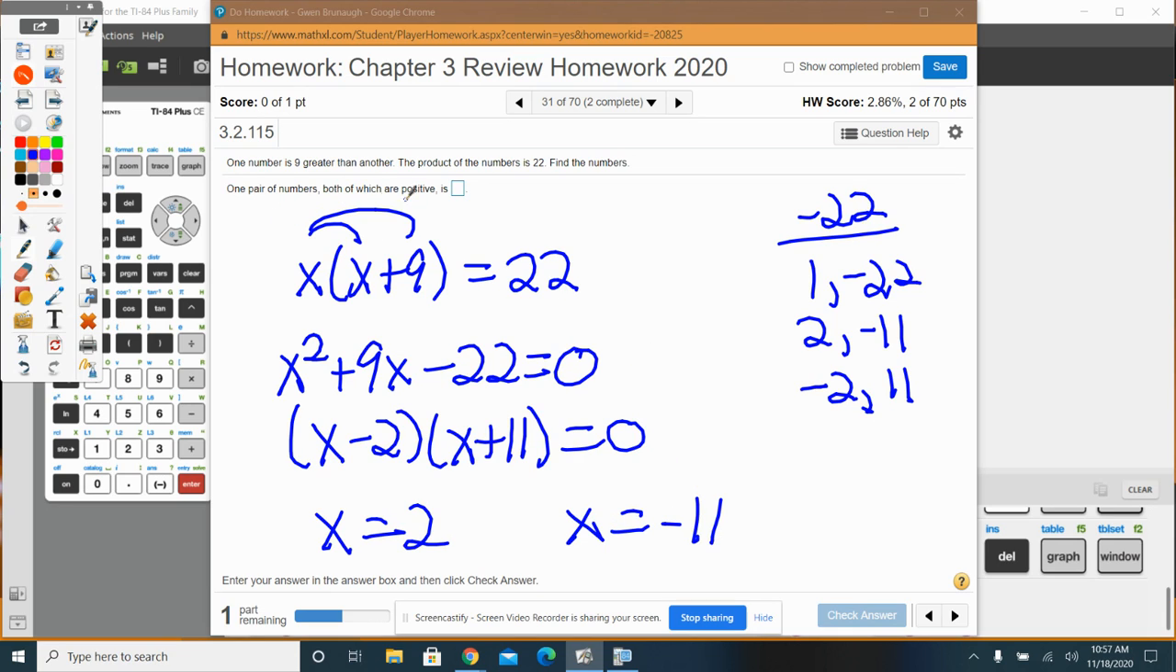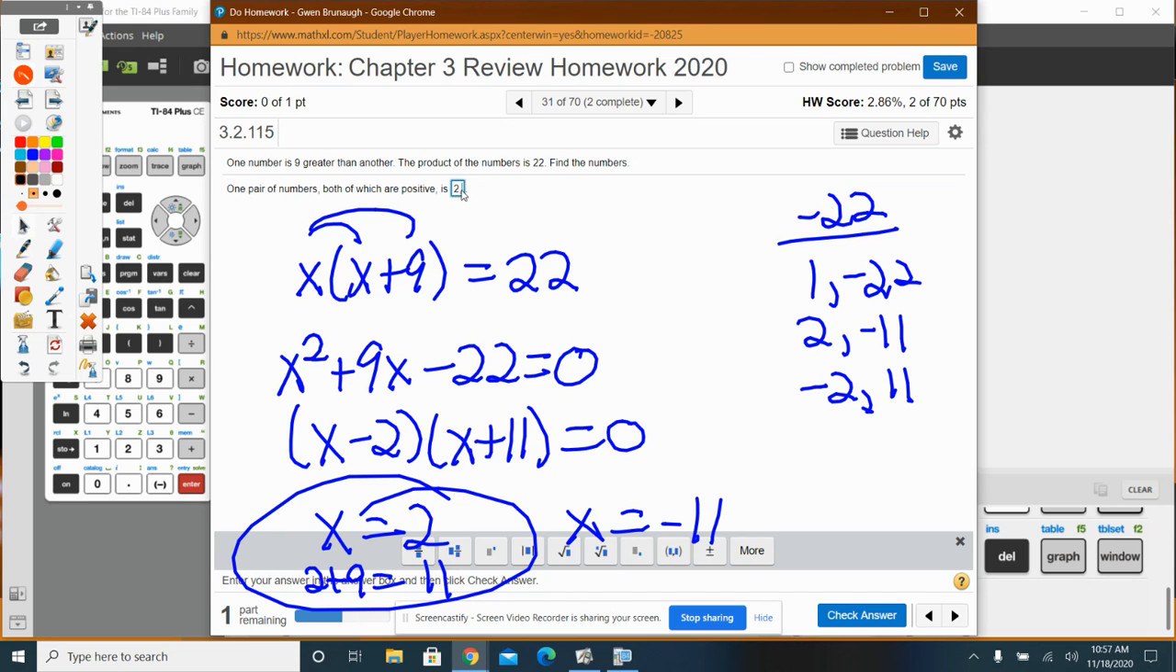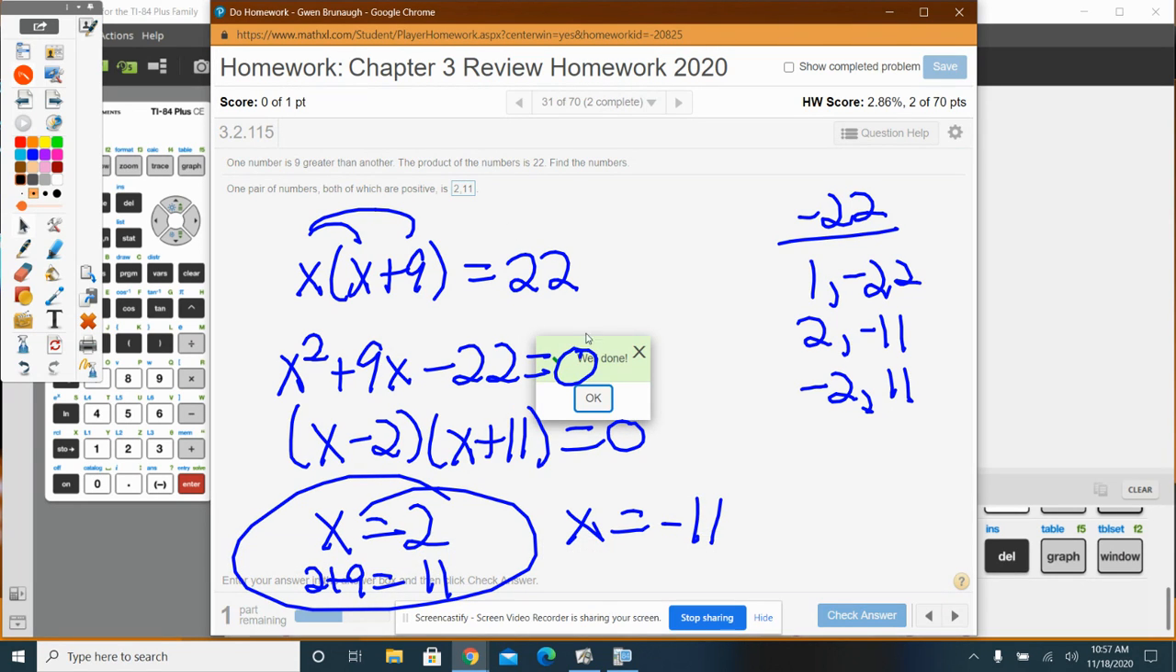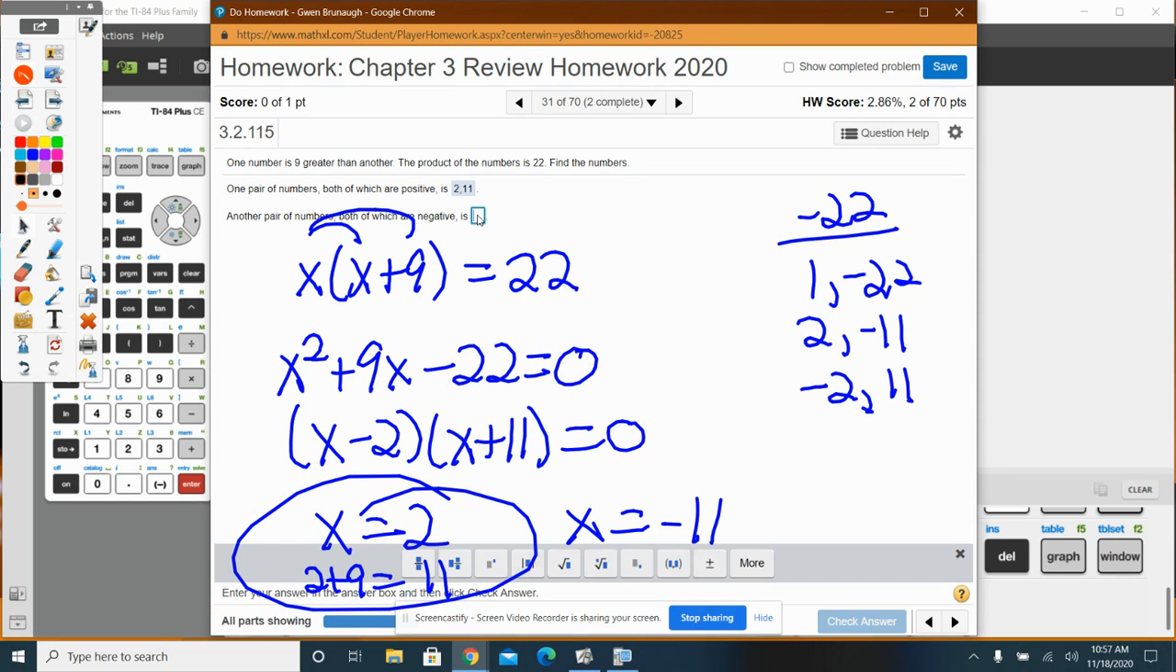They want a pair of numbers which are both positive. Well, this one's positive. So if x equals 2, what will the other number have to be? 2 plus 9, which is 11. So one of them will be 2 and 11. And the other one will be negative 11, and then if you add 9 to negative 11, you get negative 2.